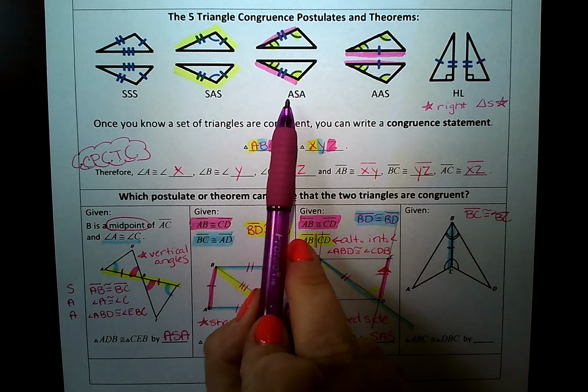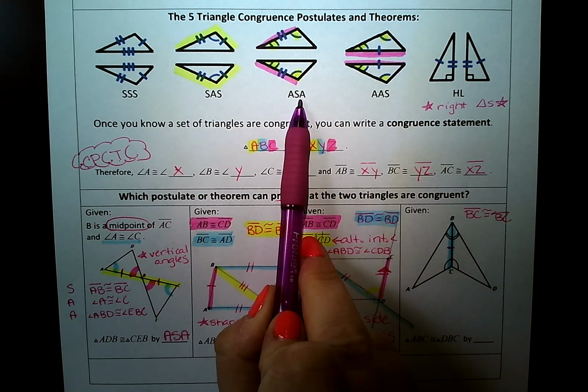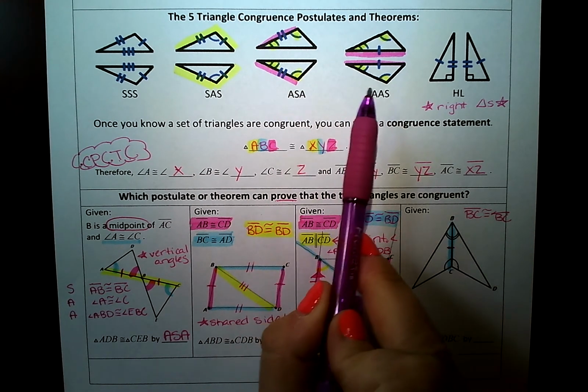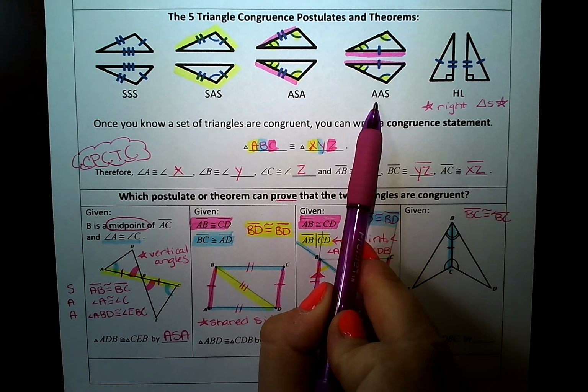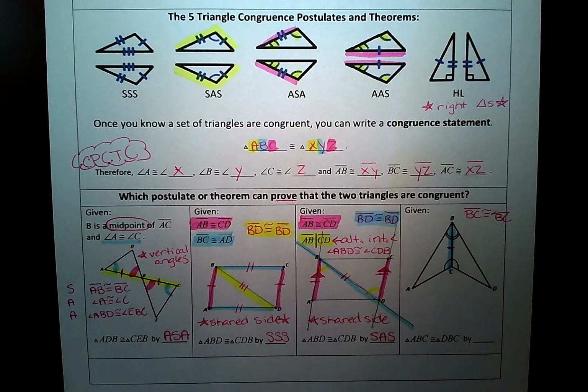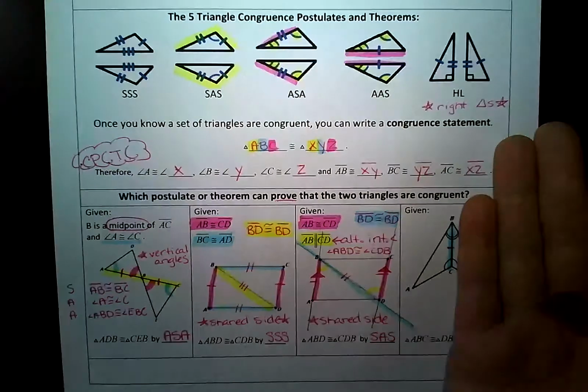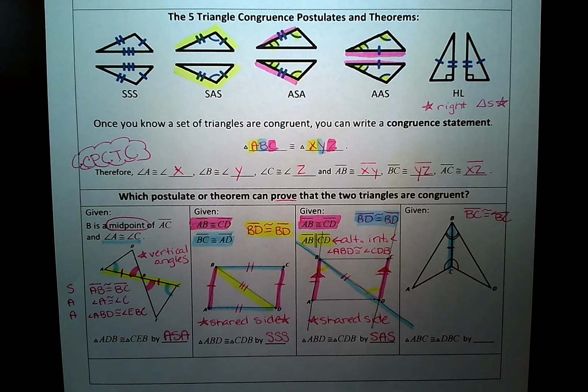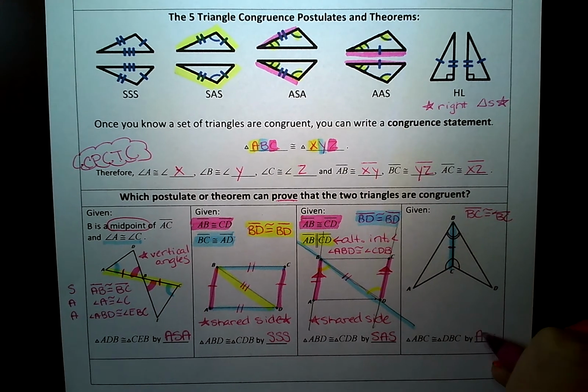So again, we have options. Two angles and a side could be ASA, or two angles and a side could be AAS. It truly depends on where the side is. Notice that the side is connecting the two angles. So this is another example of ASA.